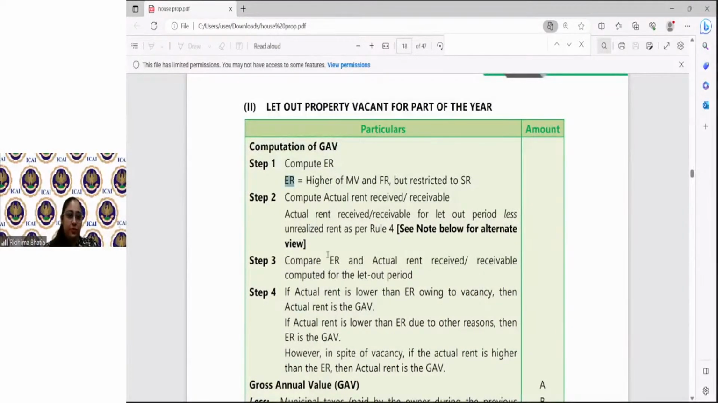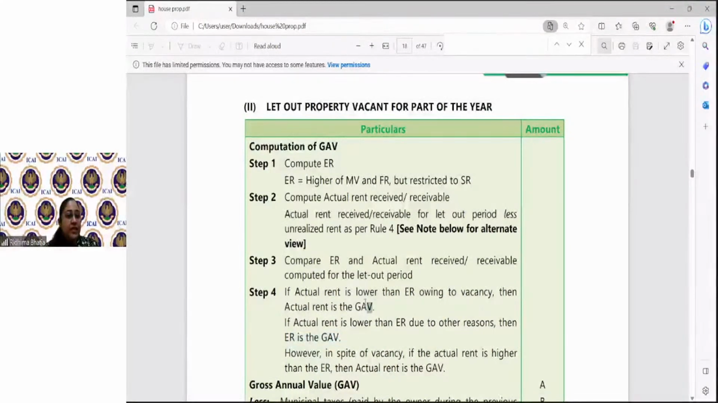Actual rent would be for the let out period. Compare ER for the entire period with actual rent for the let out period. ठीक है? If actual rent is lower than ER due to vacancy, then actual rent is the GAV. If actual rent is lower than ER due to other reasons, then ER, the expected rent, would be the GAV.